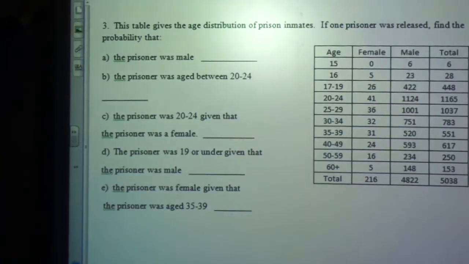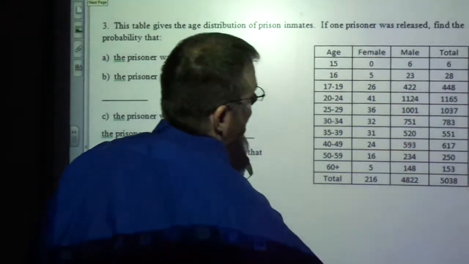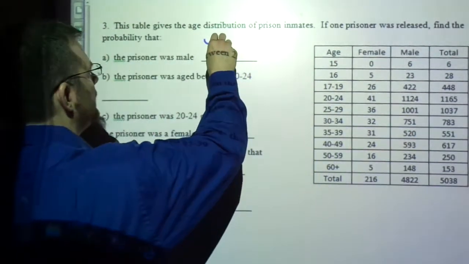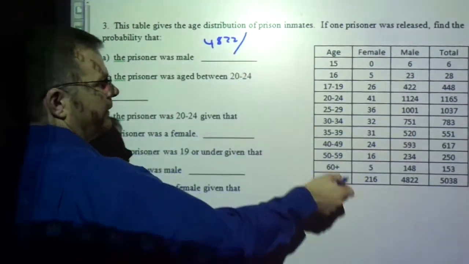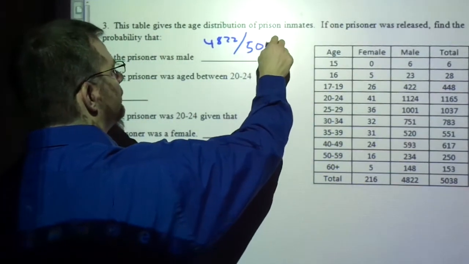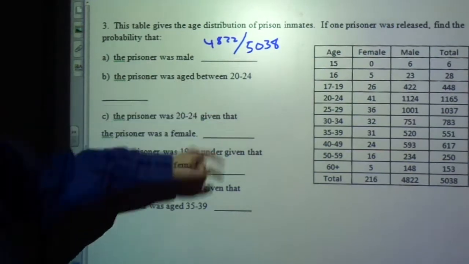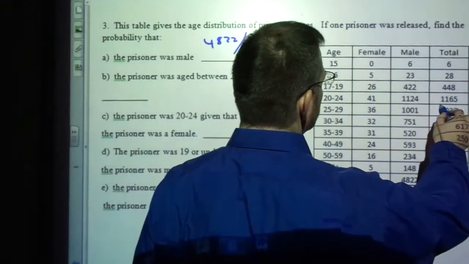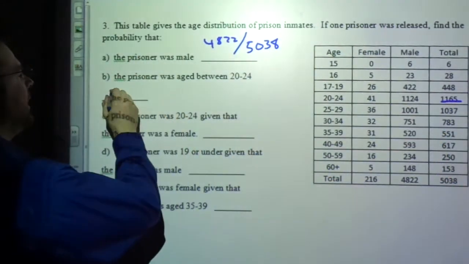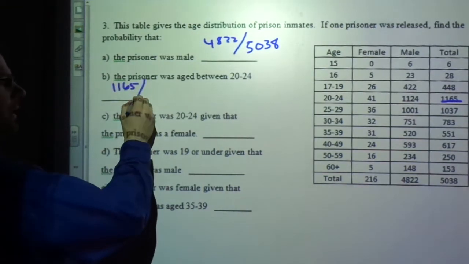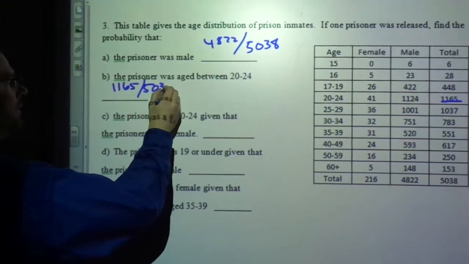Problem 3. Probability that the prisoner was male. Well, then we look at the total males, 4822 out of the total number of people. Probability the prisoner was between 20 and 24 years old. That's going to be here. There are 1165 people that old out of the total.